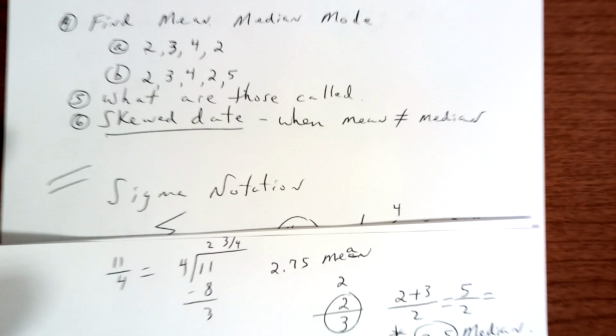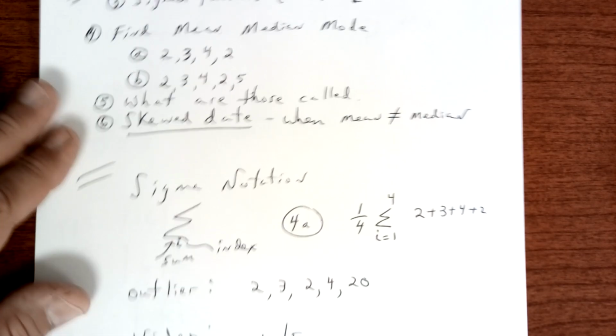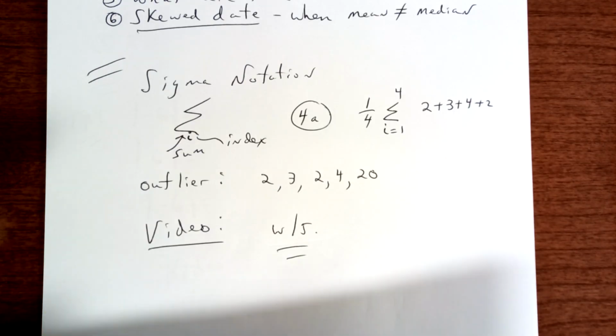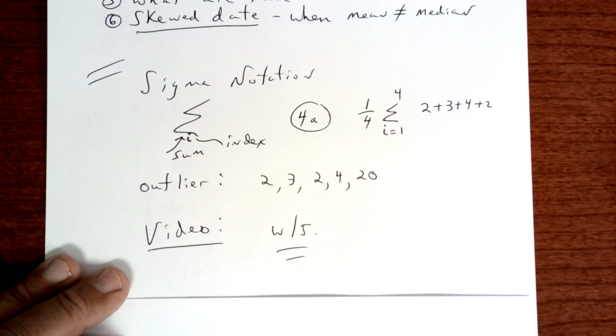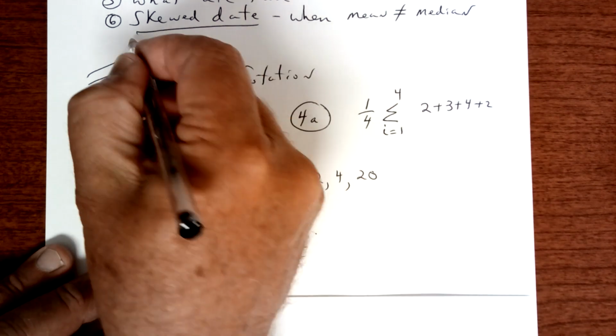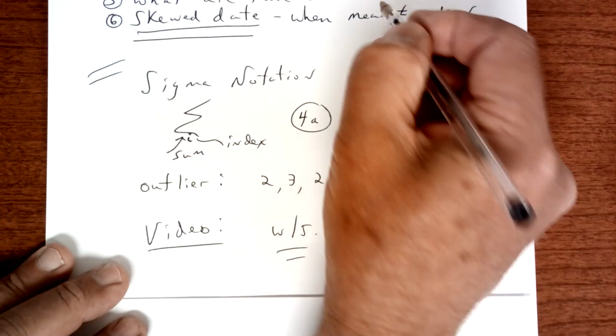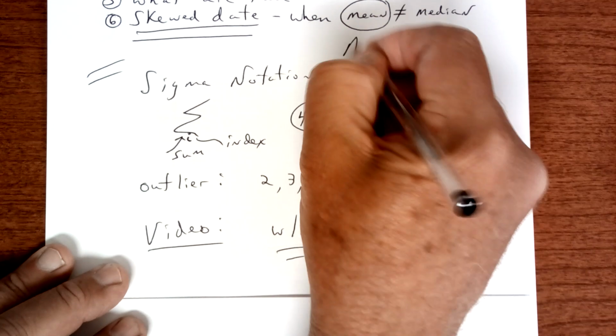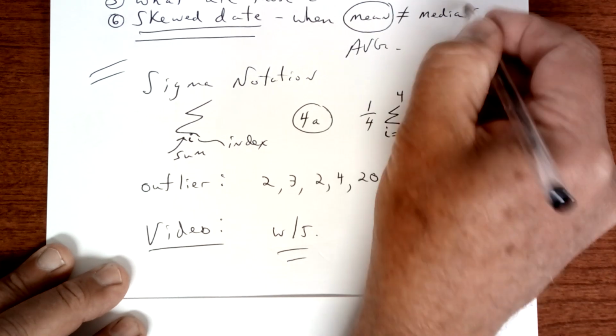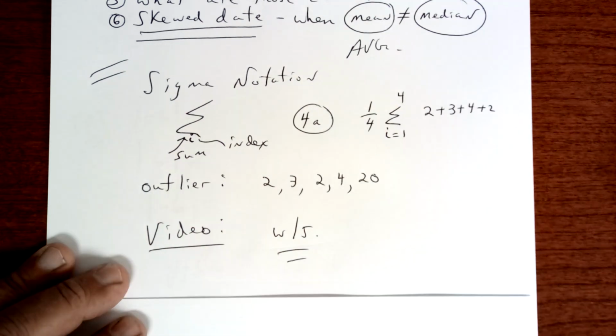Well, let's keep moving. Skewed data. Here's some definitions. Copy this down right here. Copy all of that down. Skewed data, and this is a definition, it's when the mean, the average, does not equal the median. And that's called skewed. Definition.